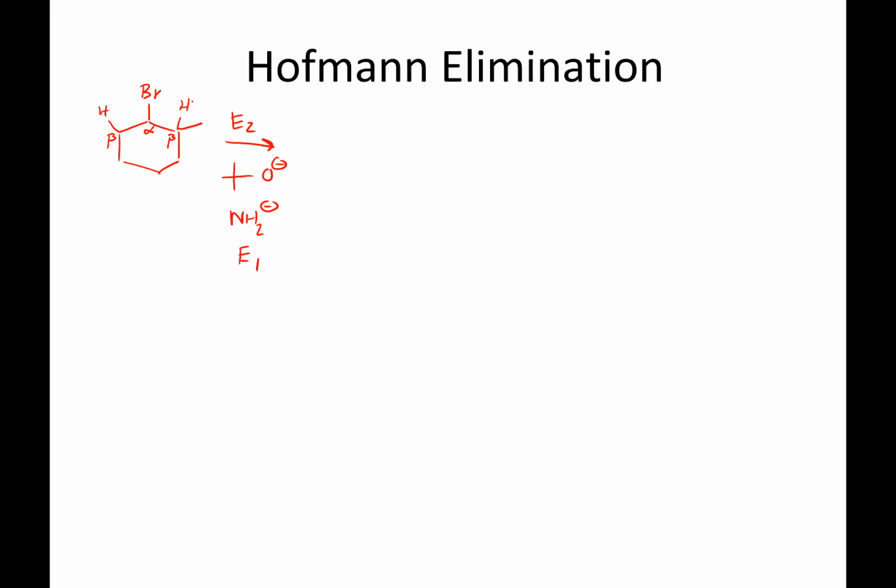Remember, these bases, or E1, are going to produce two different products. I'm either going to form the double bond to the left, or I'm going to form the double bond to the right. Which one of these two is the more stable product? The one on the right.